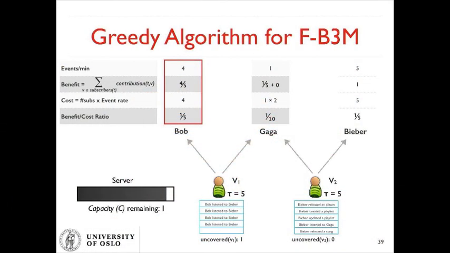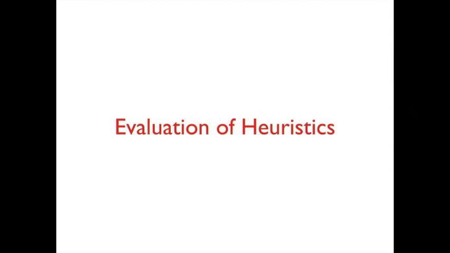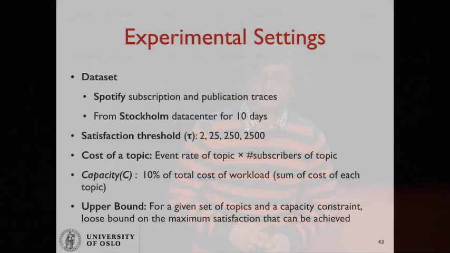So just to complete here, the next topic with the best benefit to cost ratio is Bob. And when we select Bob, in this example, it turns out there's no more capacity to choose the third topic, Gaga, which leaves subscriber V1 80% satisfied and subscriber V2 100% satisfied. So let's see how these heuristics perform in practice.